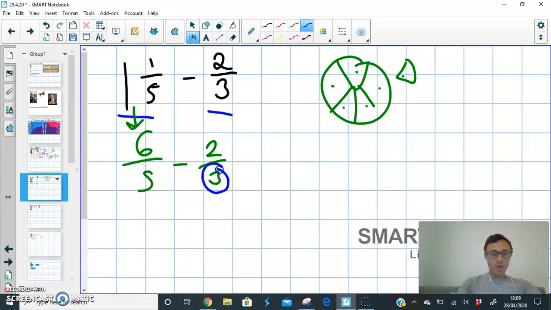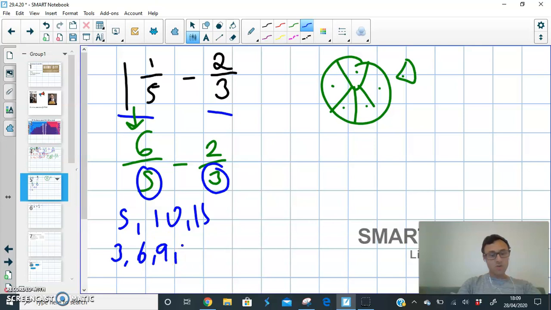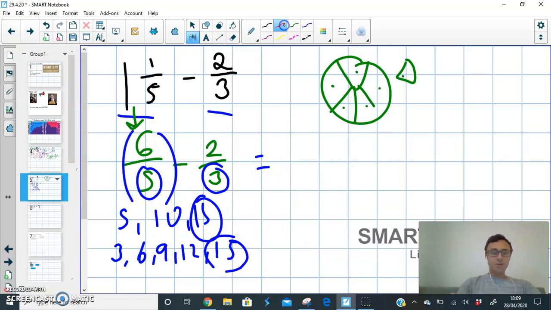Same again, we haven't got the same denominators. 5, 10, 15. 3, 6, 9, 12, 15. Oh, there it is. The lowest common denominator then is 15. How do I get from 6 to 15? Times by 3. Don't forget to times your numerator by 3, so it's going to be 18 15ths.